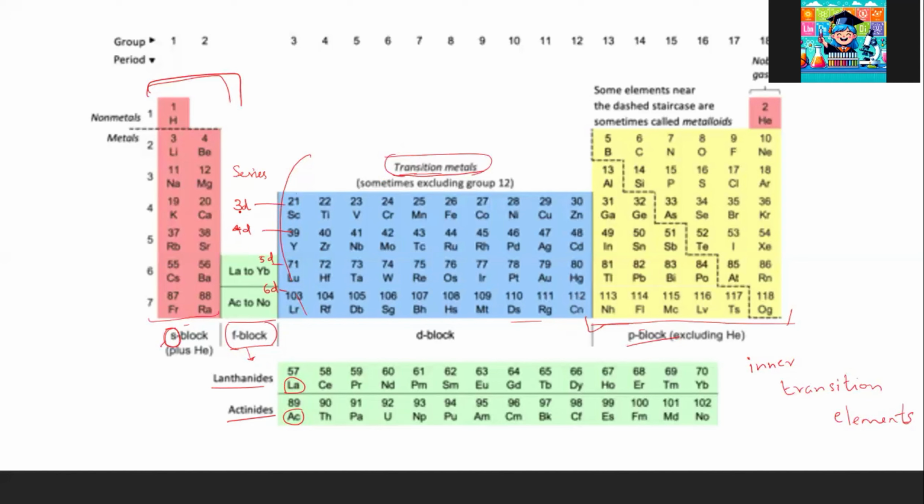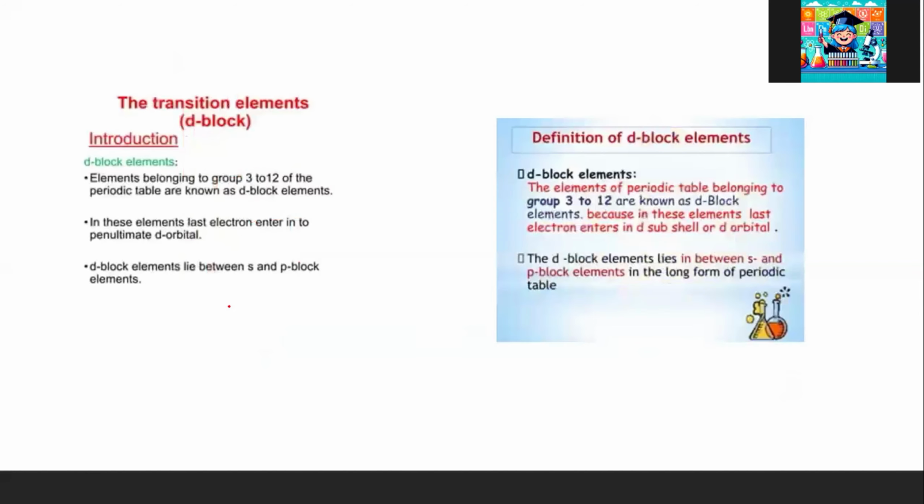So these are all named on the basis of the orbital in which the electron is being filled. So for this, starting from scandium ending with zinc, the 3D orbital is being filled with the last electrons. And for lanthanides and actinides, the F orbitals are being filled progressively with the last electrons. And now we will see some general concepts about this D block as well as F block elements.